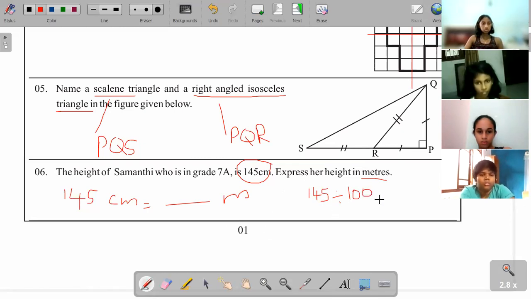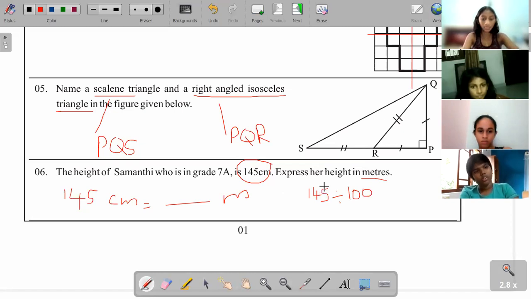When you divide any number by 100, you have to keep the decimal point before the last 2 digits of the number, right? From the unit place, before 2 digits, you have to keep the decimal point. So where do you have to keep the decimal point? Between 1 and 4. So your answer should be 1.45 meters.